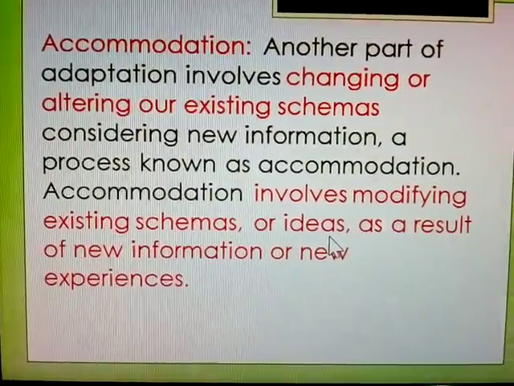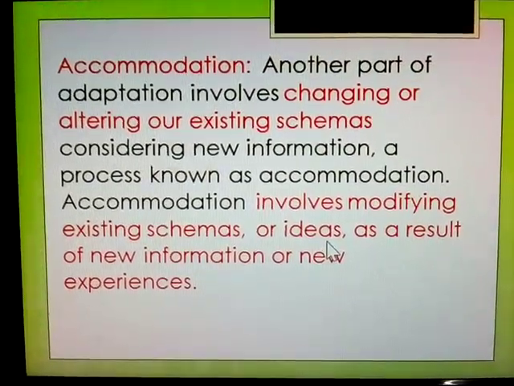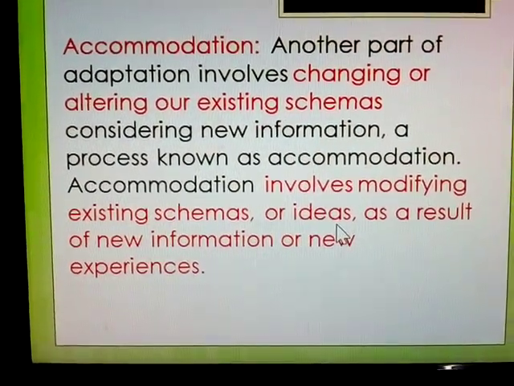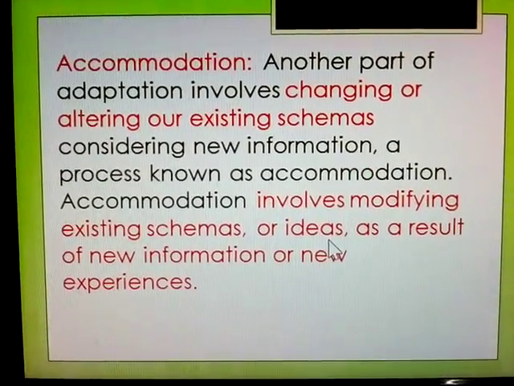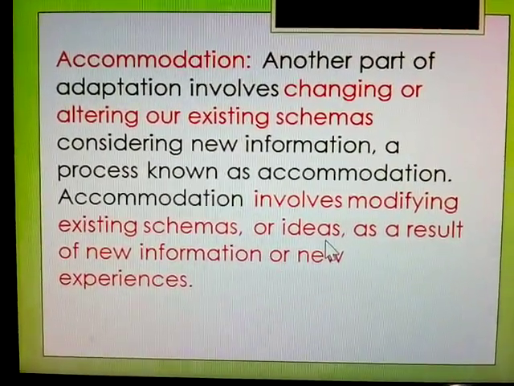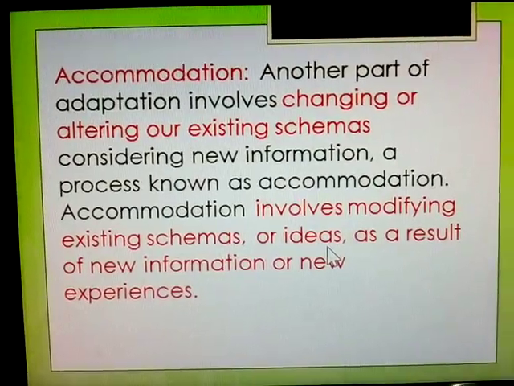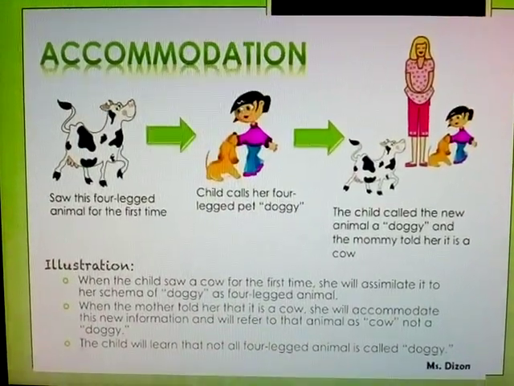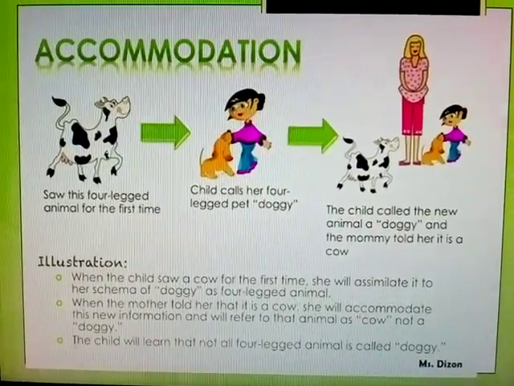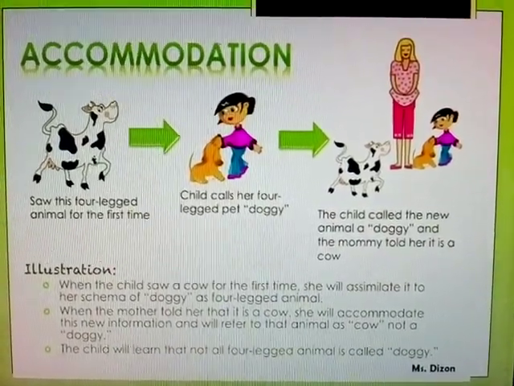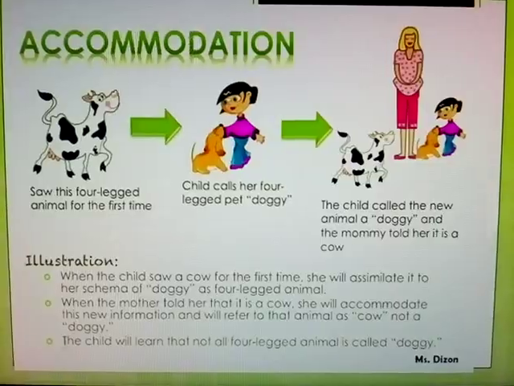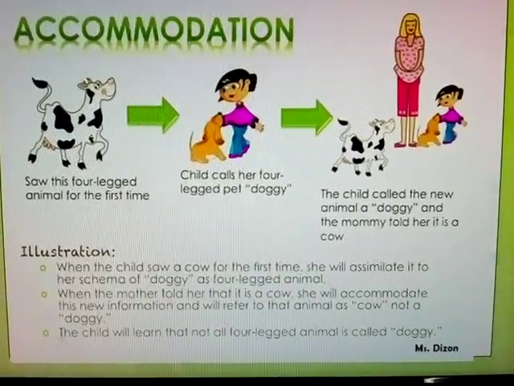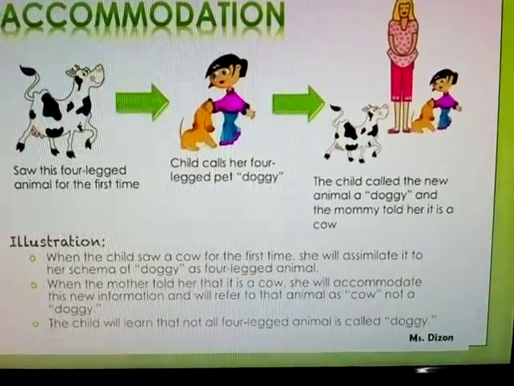Accommodation, another part of adaptation, involves a change or alteration to existing schemas. It involves modifying the existing schemas as a result of new information or new experience. Accommodation example: the child first calls four-legged animals doggy. The mother tells her that the new animal is not a doggy, it is a cow.